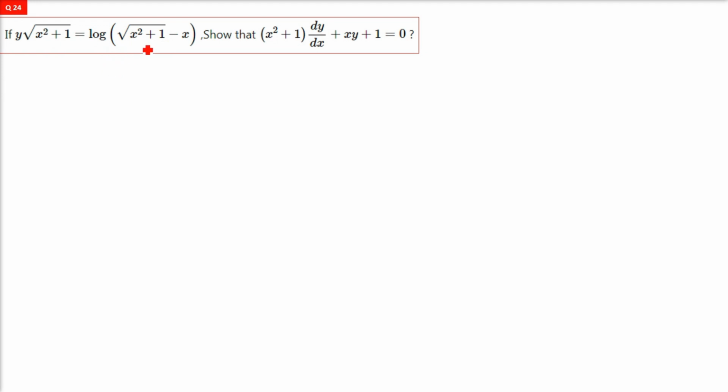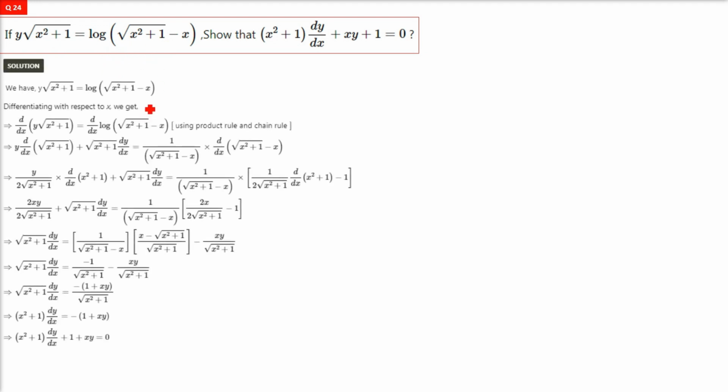Now here also this will need some effort, but there will be no putting of something or substituting of something. It's just like any other differentiation. So we will do the differentiation on both the sides. So left hand side I am doing first, y into under root x square plus 1. So we'll use the product rule here. So I am applying product rule.